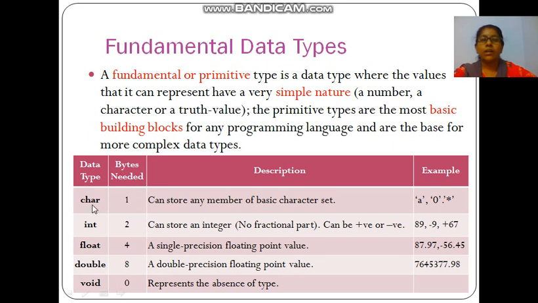This char is the keyword used to represent the character data type. Character data type means you can represent any basic character set values. Look at the example given here. A is enclosed within single quotes, so it is a character. Then 0, even though it is a digit, is enclosed within single quotes, so it turns the digit 0 into a character. Then the star, the asterisk sign enclosed within single quotes, is also a character. In this way, we can represent a character by enclosing it in single quotes.